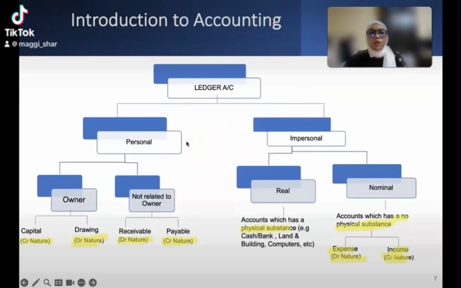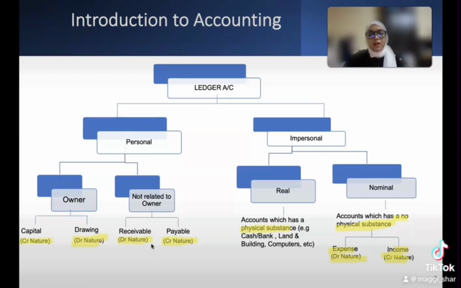So now we already know what the two types of ledgers are and the nature of all these ledger accounts. In the next slides, I'm going to explain how we are going to record all these in our ledger accounts.